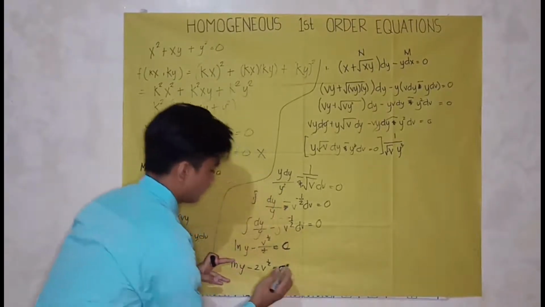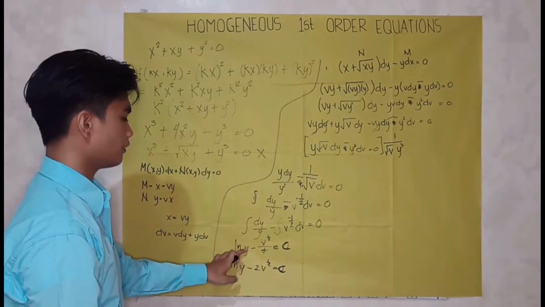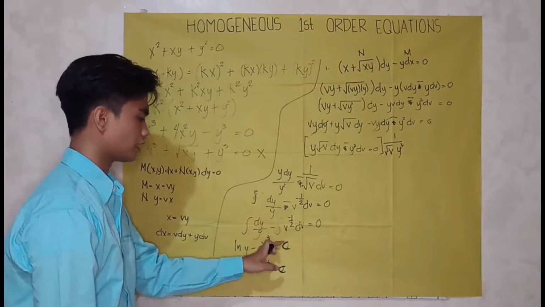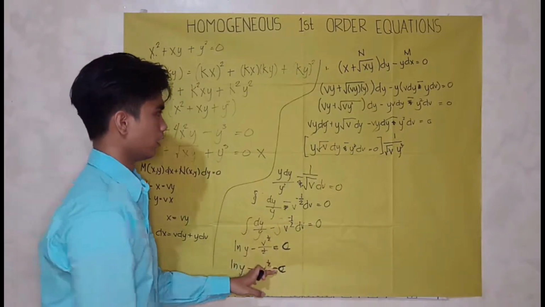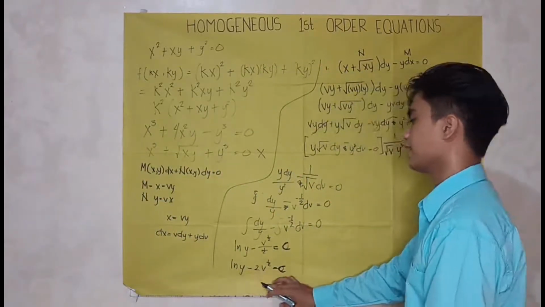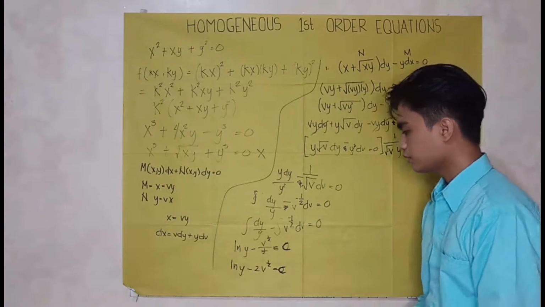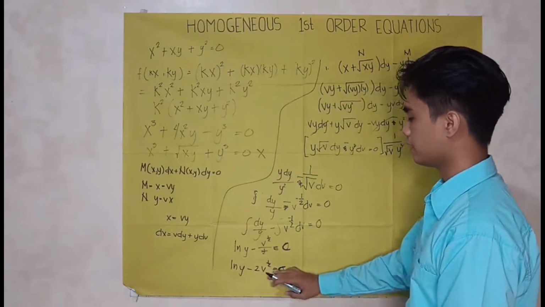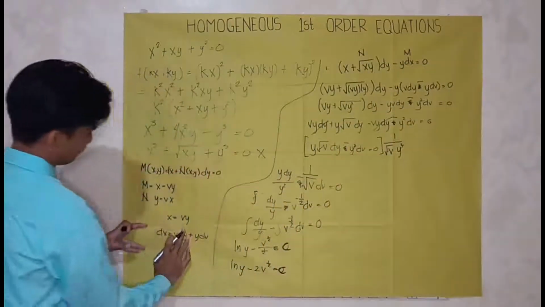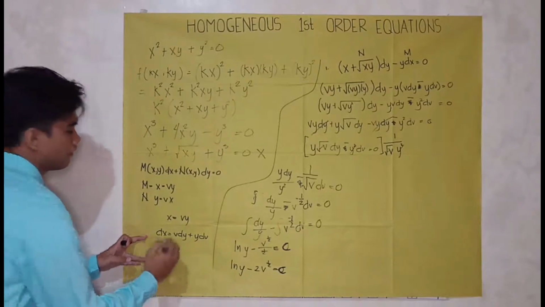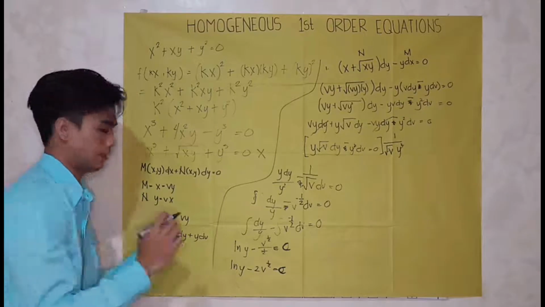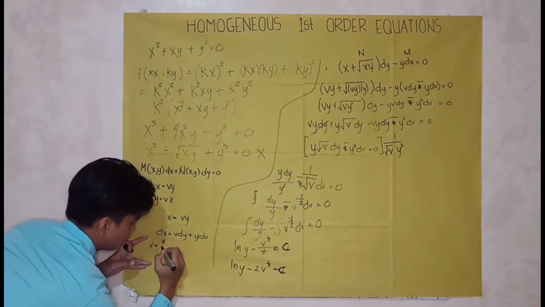Kasi po, pag in-integrate po ito, may plus C po yan. And then pati din po ito, pag in-integrate, may plus C. Kaya po transpose po yung dalawang C, kaya po naging is equals to C. So yung v po, nandito na po tayo, ln y minus 2v raised to 1 half is equals to C. So ito po yan, yung x natin, para makuha po natin yung value ng v is equals to x over y.